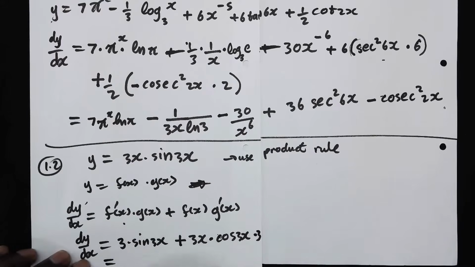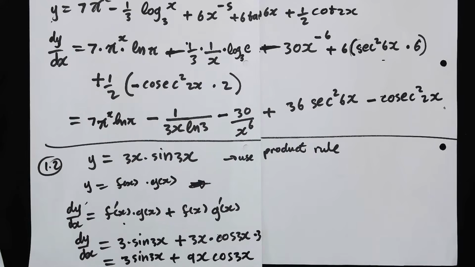Now we can just simplify and have, can even take out the common factor of 3 if you want, but leave it as 3 sine 3x plus 3 times 3 is 9, x cos 3x. That is product rule. I hope it is clear. Product rule is straightforward.